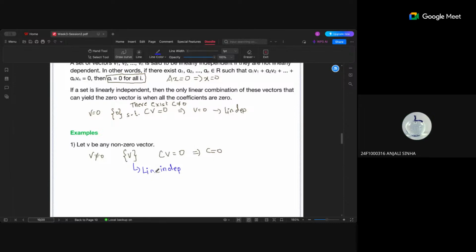Ma'am, can you repeat once more? See, you have a non-zero vector. What is the solution for CV equal to 0? What are the possibilities for C so that C times V is 0? V is non-zero, so we need to multiply by 0 to get the right-hand side to be 0. So the only possibility is C is 0. If the only solution is 0, then we know that the set is linearly independent. Clear?